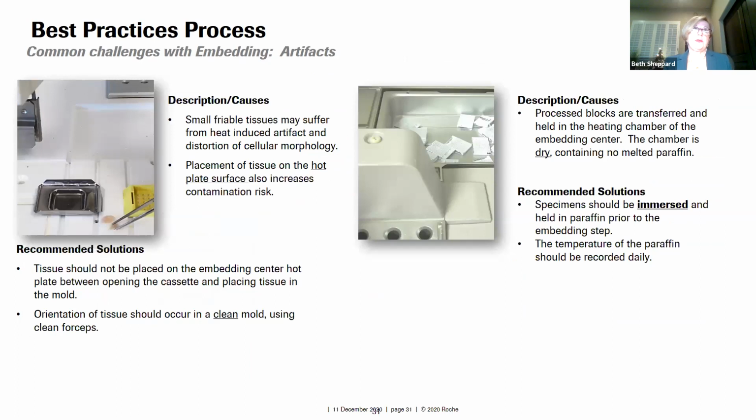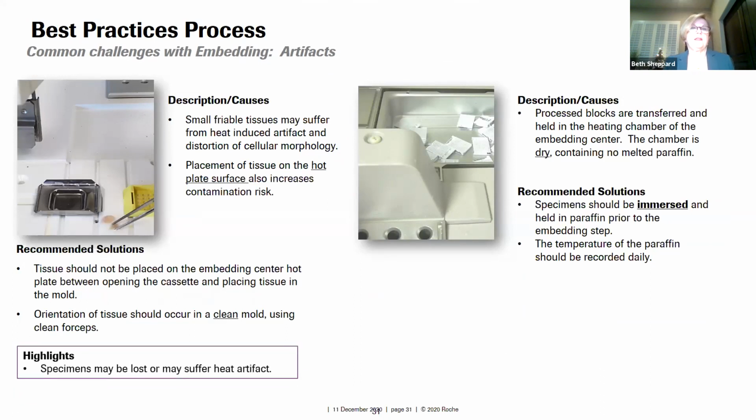Artifacts also can happen when embedding small friable tissue. This is also what I was talking about earlier, that the hot plate surface also causes contamination, but also can cause heat artifact. So you want to make sure that the specimen is not being placed on the hot plate, that the orientation is clean, the mold is clean, and you are using clean forceps. This way you won't lose that piece of tissue.